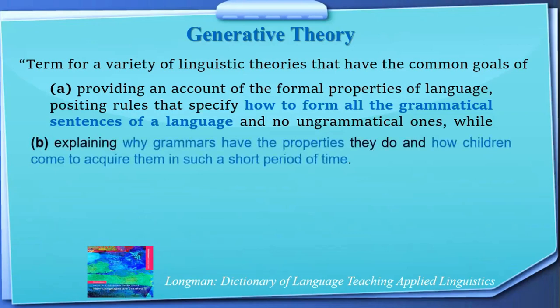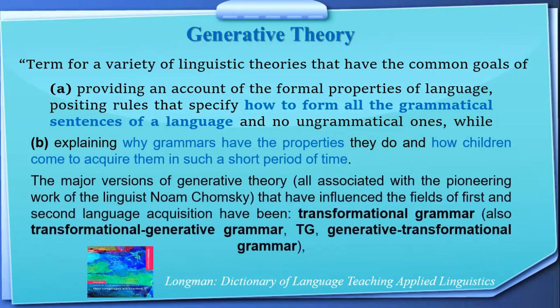While number 2, explaining why grammars have the properties they do and how children come to acquire them in such a short period of time. The motive of learning this theory is why we study grammar, why there are properties of grammar, and how children learn languages in a very short time. Is there any relation between the properties of grammar and learning a language by human beings or children? So this is actually the motive of generative theory according to the Longman Dictionary of Language Teaching and Applied Linguistics.